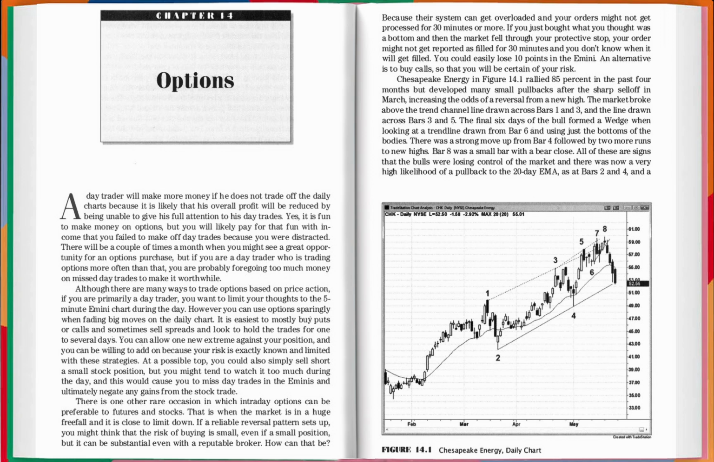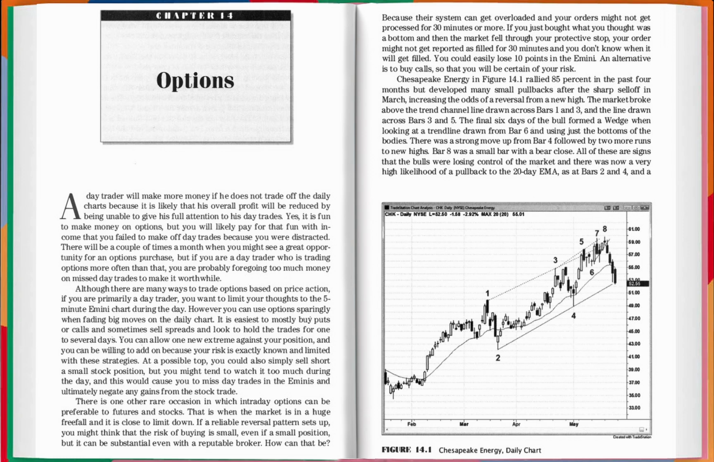Chesapeake Energy in figure 14.1 rallied 85% in the past 4 months, but developed many small pullbacks after the sharp sell-off in March, increasing the odds of a reversal from a new high. The market broke above the trend channel line drawn across bars 1 and 3, and the line drawn across bars 3 and 5. The final 6 days of the bull formed a wedge when looking at a trend line drawn from bar 6 and using just the bottoms of the bodies. There was a strong move up from bar 4 followed by 2 more runs to new highs. Bar 8 was a small bar with a bear close.